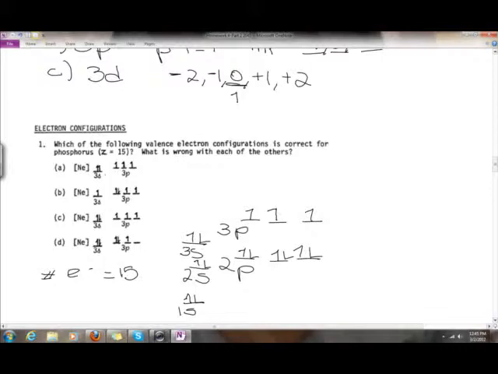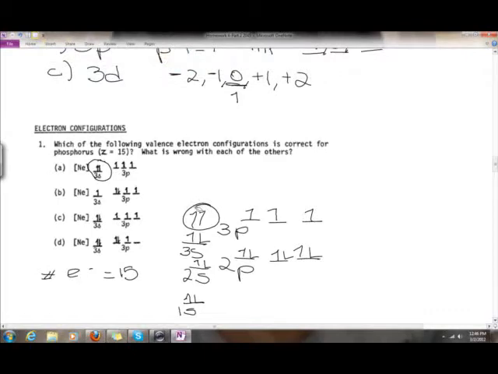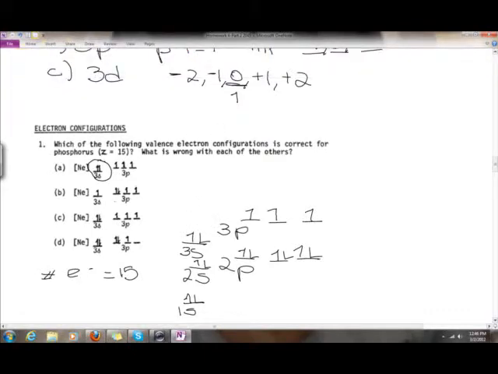Let's compare with this one. What happens here? Is this one correct? No, I don't know if you notice here on this one that the two electrons are both going in the same direction. You cannot have this. They need to be in the opposite direction. Remember, two different spins.